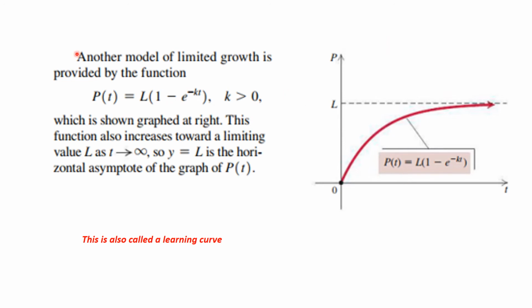Another model of limited growth is provided by this function. You see it starts out at some place and then it grows. This is sometimes called a learning curve, because you can start learning how to type, for example, and you improve very rapidly for a while, but eventually you reach the limit of your agility and physical capacity.